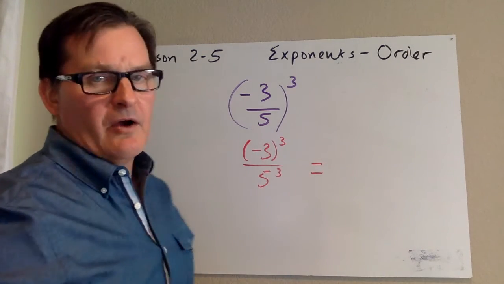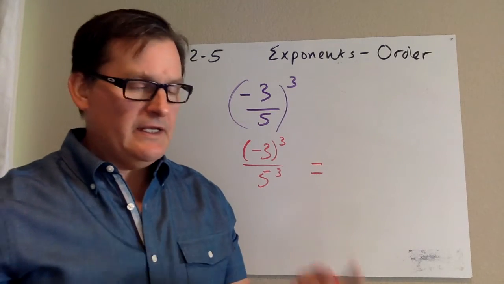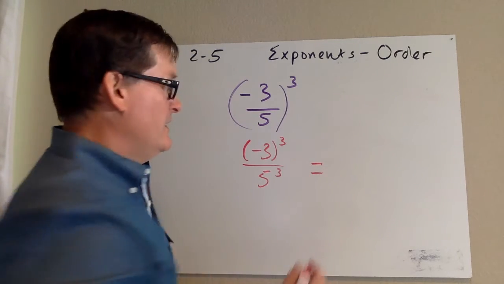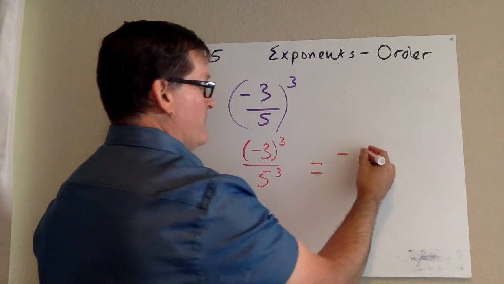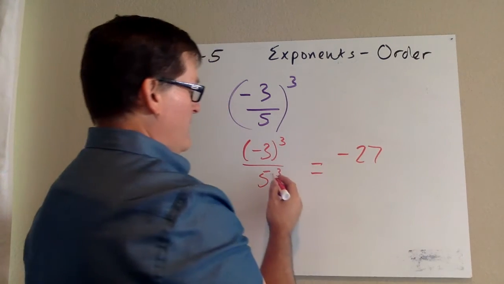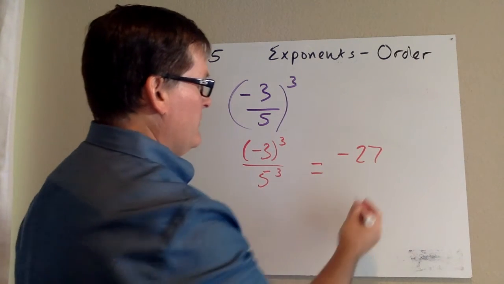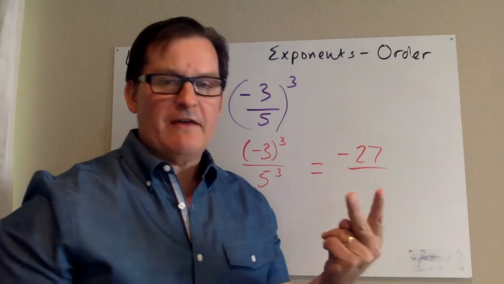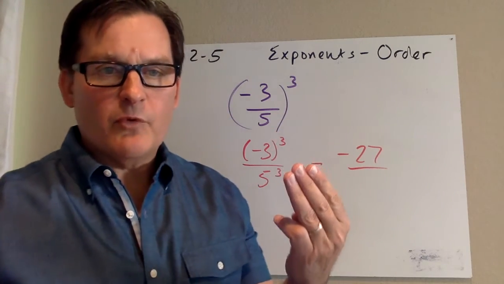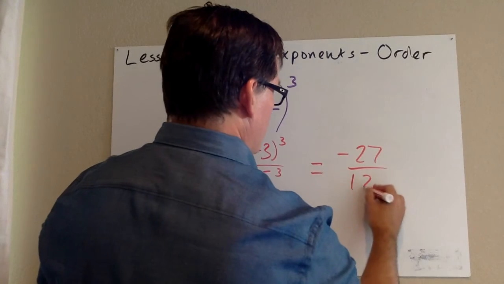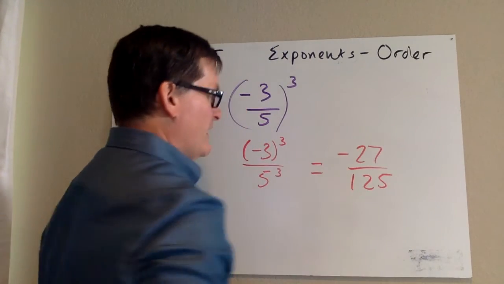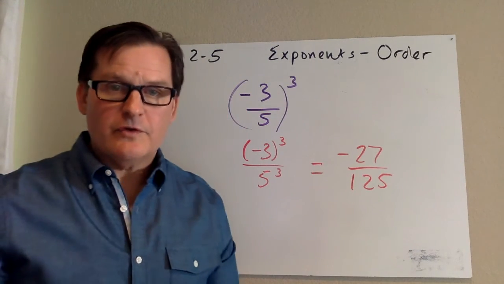-3 to the 3rd power, we've seen now several times. We know a negative times a negative times a negative is going to give me a negative, and 3 to the 3rd power is 27. 5 to the 3rd power may be getting a little big, but it's 5 times 5 is 25, times 5 more is 125. So that final answer is -27 over 125.